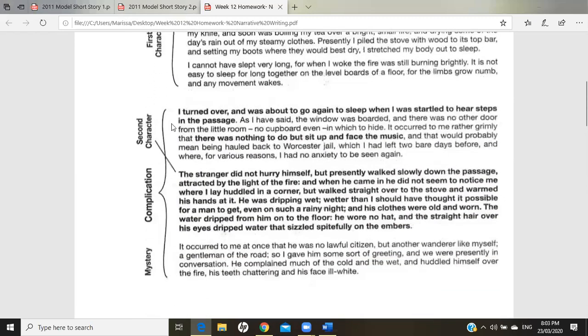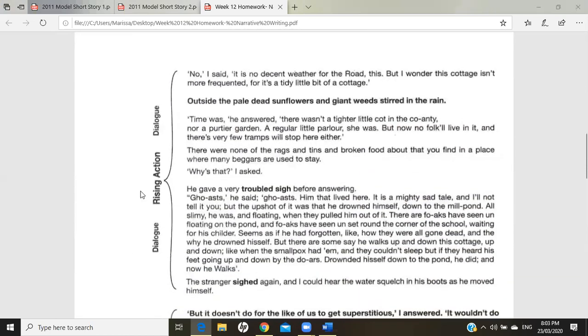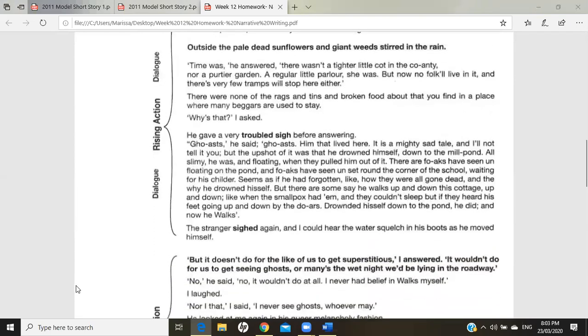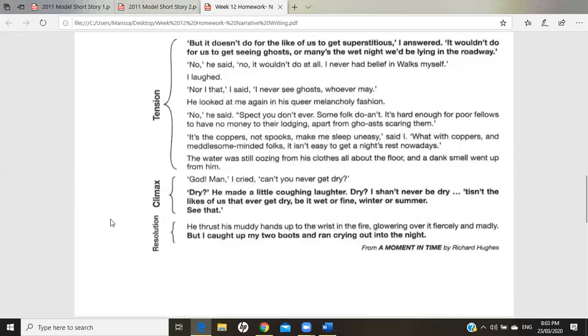Then you can see the third paragraph is where you introduce the second character, and this is where the complication in the story starts. So you have a next character, a complication, and some mystery occurring in the story. And after the mystery, then we get into the dialogue, and we have the rising action with some more dialogue. And then we have some tension in the story, which would eventually lead up to the climax. And then we have the resolution. So I picked this story for you all so that you can see a pattern. If you want, you could follow this pattern in terms of writing your story.